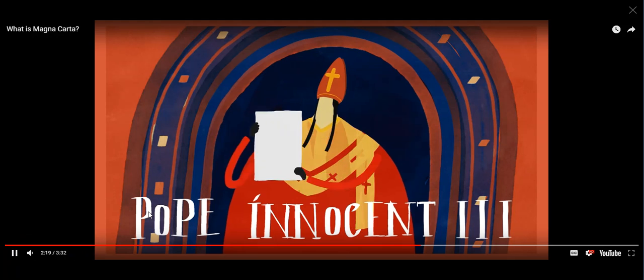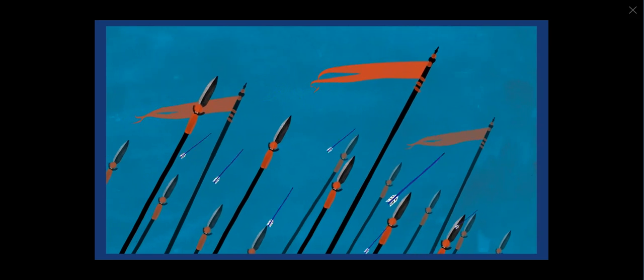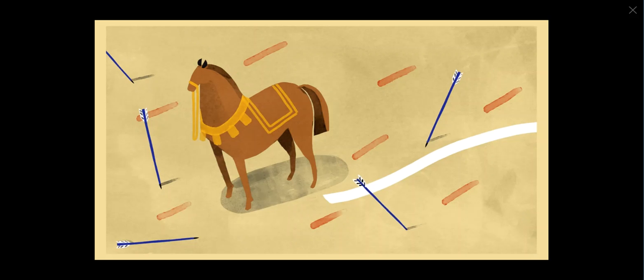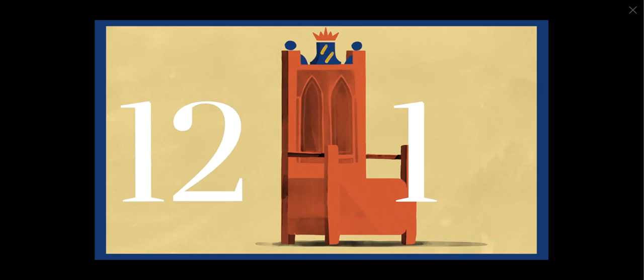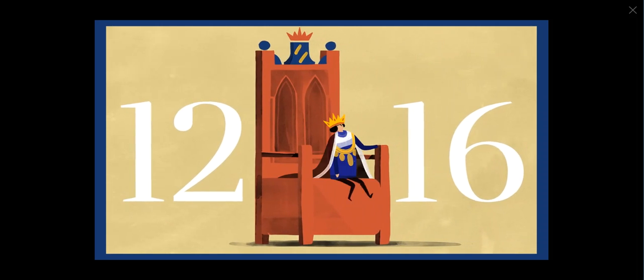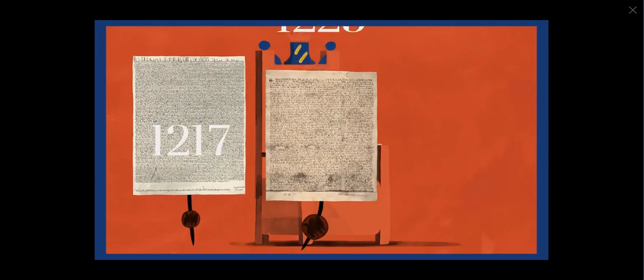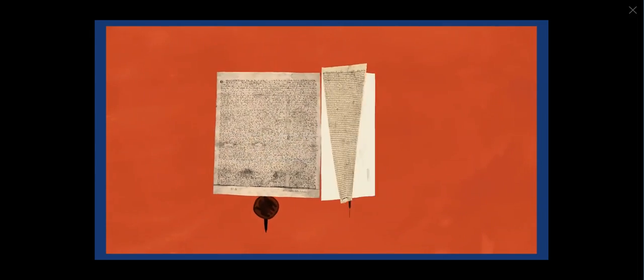Although Magna Carta was intended to create peace between King John and his rebellious barons, England was plunged into civil war after the Pope declared the Charter invalid. When King John died of dysentery in 1216, 9-year-old Henry III took to the throne. To keep the peace, Magna Carta was reissued several times during the 13th century, until it was finally made part of English law.